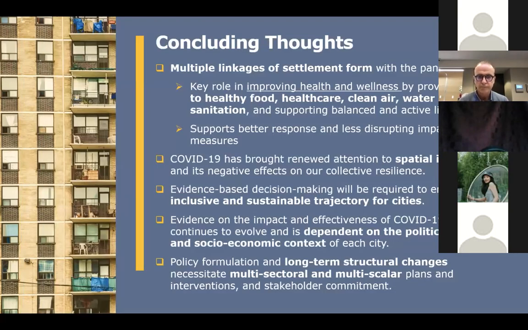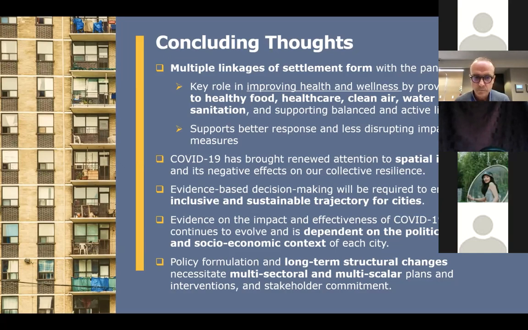Finally, in conclusion, some of the key concluding thoughts include improving health and wellness of urban residents by providing access to healthy food, healthcare, clean air, water, and sanitation, which will support better response and reduce the impact of the disruptive measures taken during pandemics. COVID-19 has brought renewed attention to spatial inequalities and their negative effects on our collective resilience. Evidence-based decision-making will be required to ensure an inclusive and sustainable trajectory for cities.